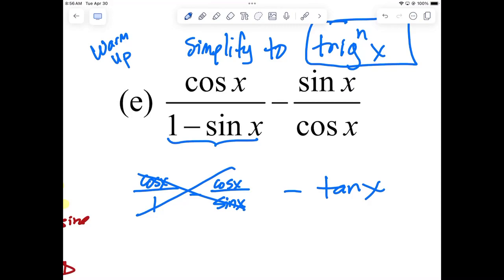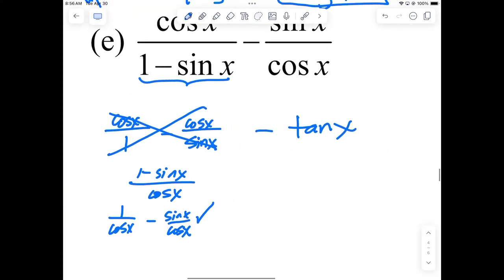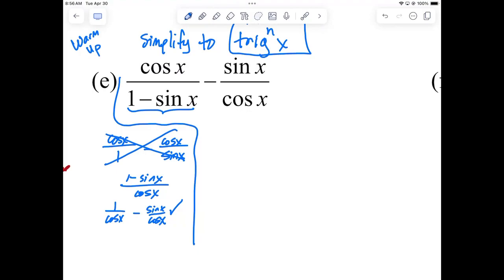If it were numerators, you could. If it were 1 minus sine of x over cosine, you could call that 1 over cosine minus sine over cosine. That works. You can split up numerators, but you can't split up denominators. So let me go ahead and leave that there as a warning. So I do have minus tangent of x, but I have cosine over 1 minus sine of x.